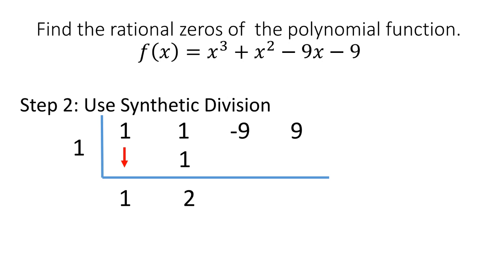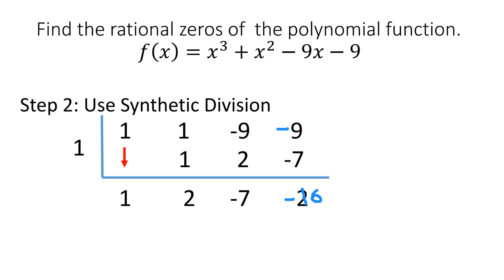So we bring down the 1, we multiply by 1. 1 times 1 is 1. 1 plus 1 is 2. And 1 times 2 is 2. So negative 9 plus 2 is a negative 7. And 1 times negative 7 is negative 7. And there is a typo here. Let me fix this really quick. This should have been negative 9. So negative 9 plus a negative 7, this should have been a negative 16. But what we need to know is that 1 is not a factor of this. Since the remainder was not 0, 1 is not a zero.